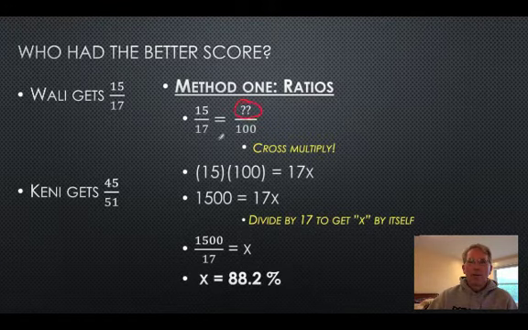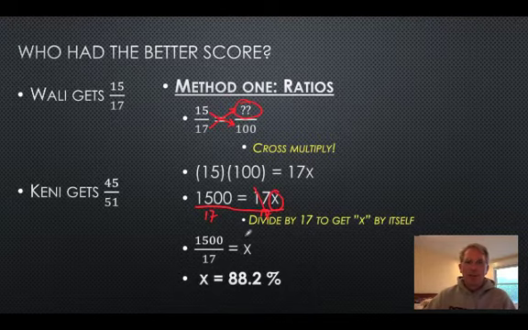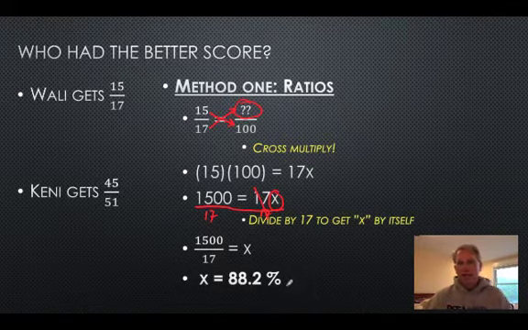We don't know what his grade was out of 100. But if we cross multiply, 15 times 100 will give us 1,500, and 17 times the question mark will give us 17x. So now we're left with this equation, 1,500 equals 17x. We need to get x by itself. In order to do that, we'll divide both sides by 17. Over here, the 17s will cancel, and we get 1,500 divided by 17 equals x, or x equals 88.2%. Wally got an 88.2%.